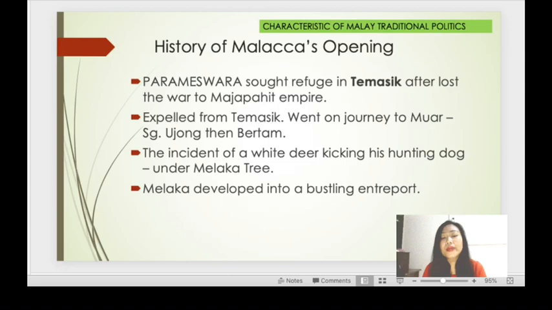Apparently, Parameswara's choice of location is a perfect one. Malacca's location is very strategic. It is located around the riverbanks of the Straits of Malacca, which connects China to India and the East, making it a convenient site for a trading hub. It then attracted many Arab merchants as well as those from the East and the West, turning Malacca into a bustling entry port with hundreds of ships docking in every year.